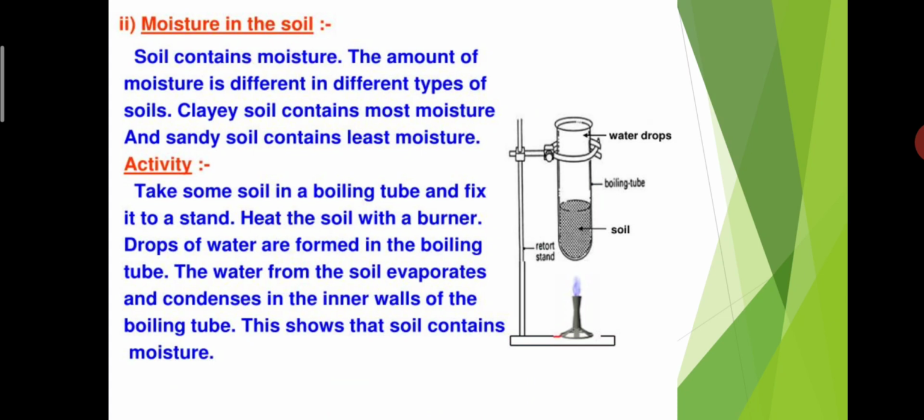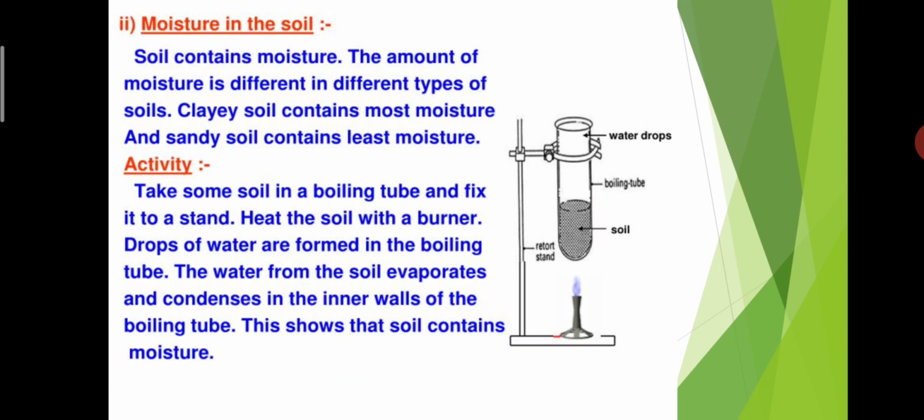Now the second property is moisture in soil. Soil contains moisture, we all know. The amount of moisture is different in different types of soils. Clayey soil contains more moisture and sandy soil contains the least moisture. We can take one activity for that.